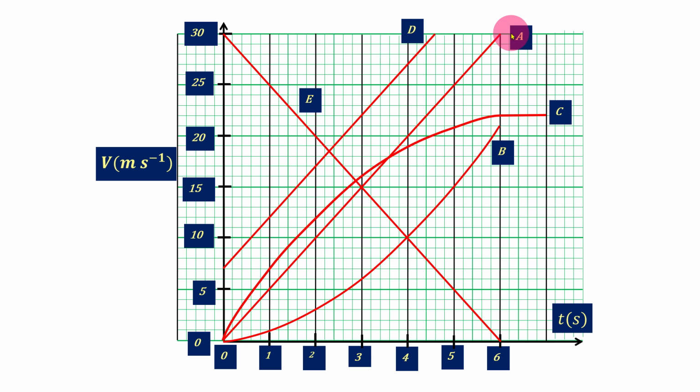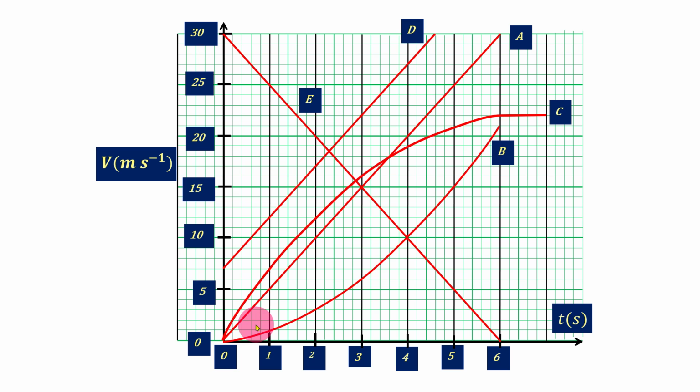We are able to see that object A starts from rest and moves with uniform acceleration, or it starts from rest and moves with a velocity which is increasing uniformly. In fact, the velocity increases by 5 meters per second every second. So this is a uniform acceleration of 5 meters per second squared.